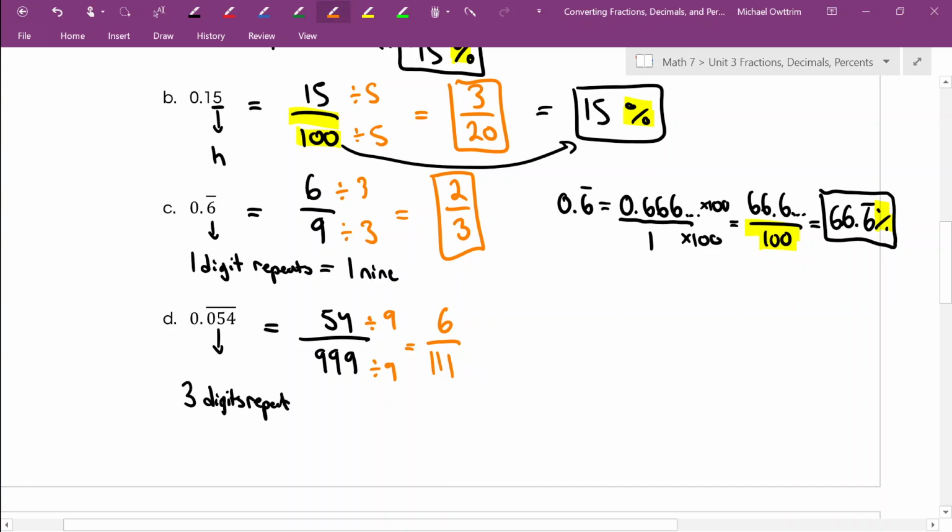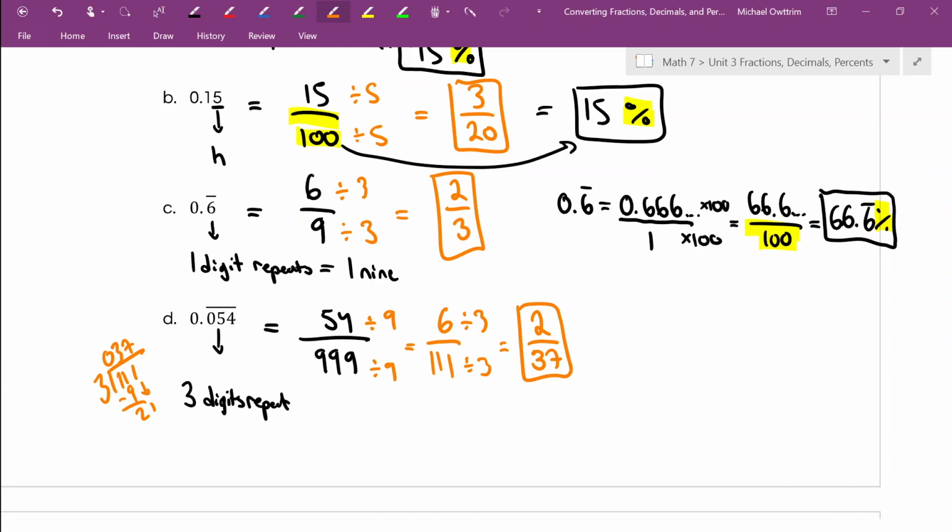I think we can simplify that more, actually. 6 divides by 3, and 1 plus 1 plus 1 is 3, which also divides by 3. So we should be able to divide that by 3 again to further simplify. 6 divided by 3 is 2. And 111 divided by 3 might be a tricky one to do in your head, but we can do it on our papers. 3 goes into 1 0 times. 3 goes into 11 3 times, which would make 9. 3 goes into 21 7 times. So this would be 2 over 37 in simplest form. Always good to check that you have simplified fully there using your divisibility rules.